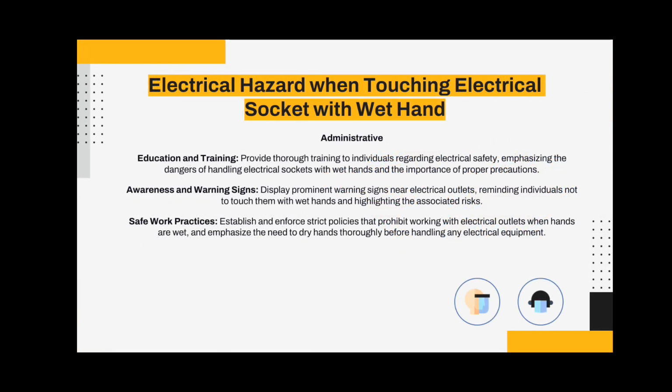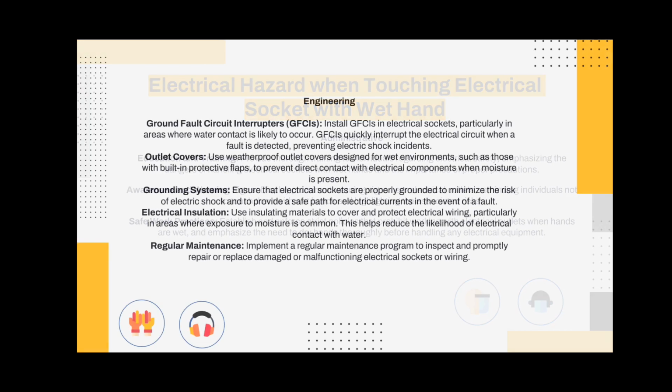This is the last administrative measure, for electrical hazard when touching an electrical socket with wet hands. The first one is education and training. The second one is awareness and warning signs, which is to display prominent warning signs near electrical outlets, reminding individuals not to touch them with wet hands and highlighting the associated risk. The last one is safe work practice, which is to establish and enforce strict policies that prohibit working with electrical outlets when hands are wet, and emphasize the need to dry hands thoroughly before handling any electrical equipment.